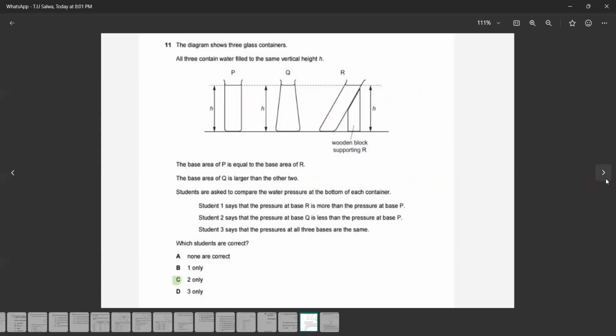Here the pressure does not depend on the depth. So they all will exert the same pressure.